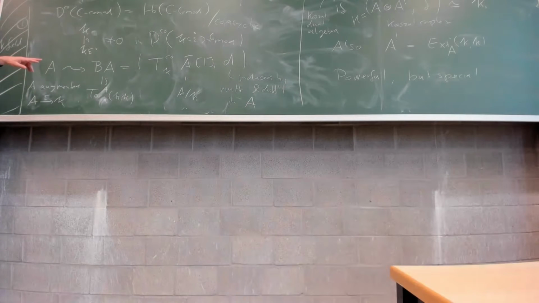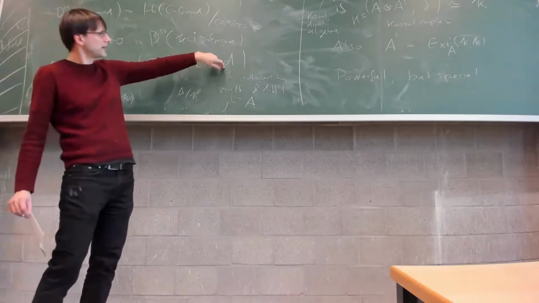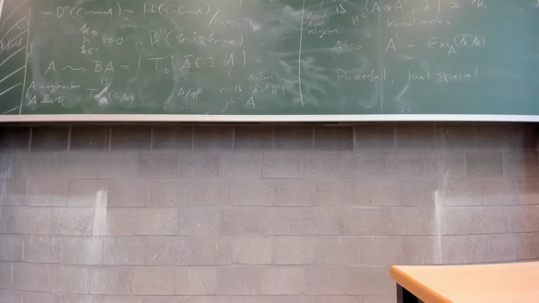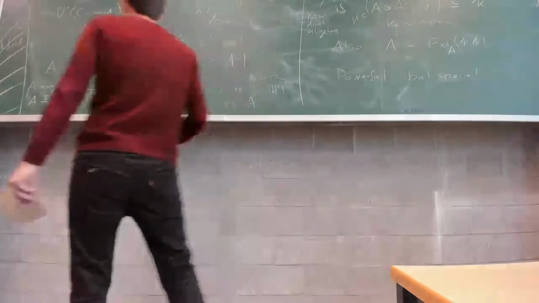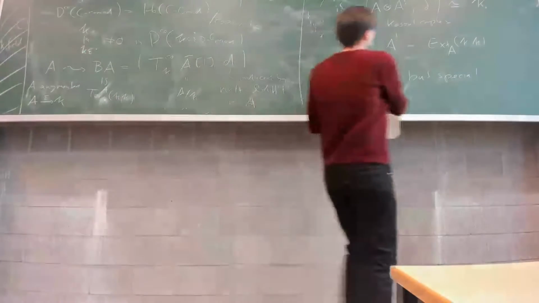And so this is the bar construction. This is a coalgebra, because I have to check that my new differential is indeed a coderivation. And this way I can associate to any augmented DG algebra a DG coalgebra. And once I've done that, I can compare the derived categories.